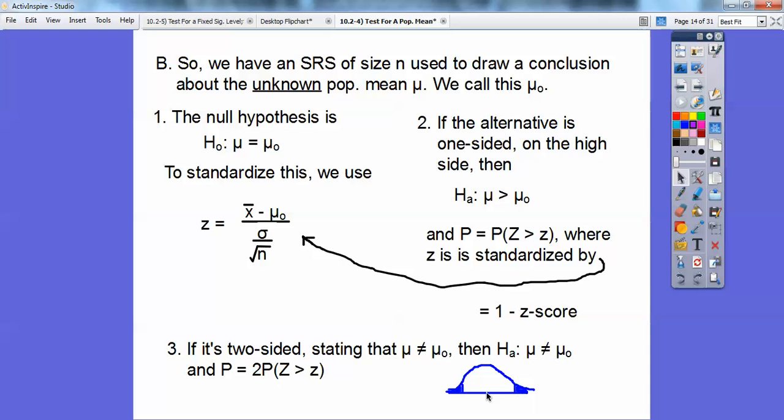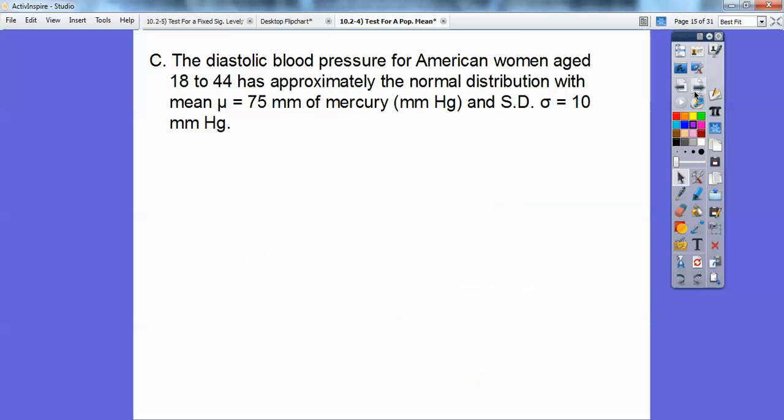I choose to find the negative one because my book always gives me the area to the left. I know some books give you the area to the right, but the book that we're using gives me the area to the left right here. Okay. Here's an example.